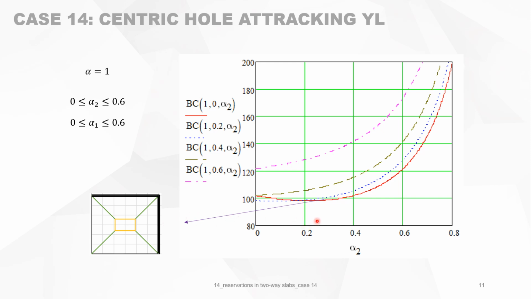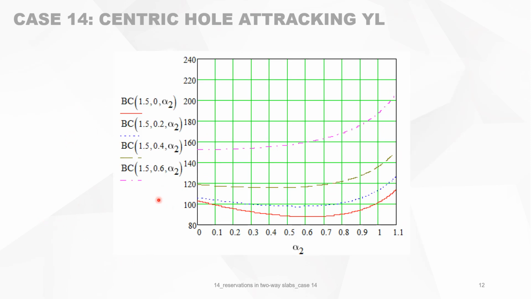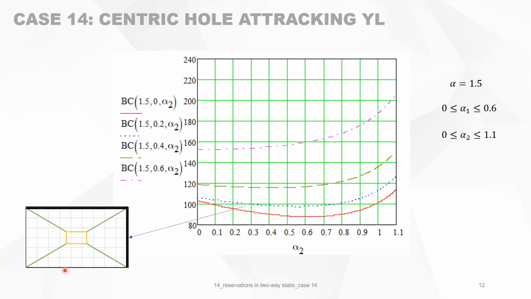So this is the red curve. It's alpha 1 equals 0 and alpha 2. So it means that this is a square. We can do the same for alpha equals 1.5 in function of alpha 2. And so you can study the reservation that you made. You see what reservation will be bad for your bearing capacity, and the others will not affect your bearing capacity. This is for this region.